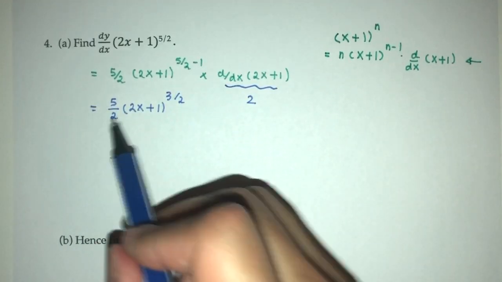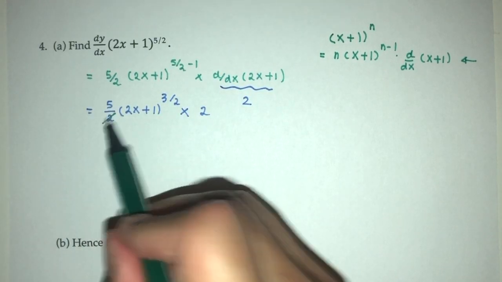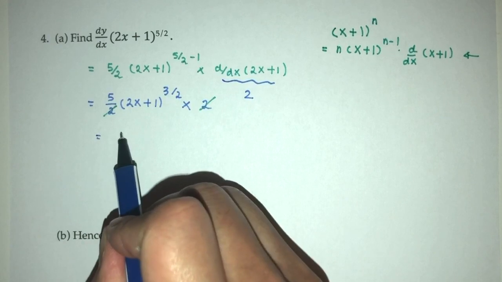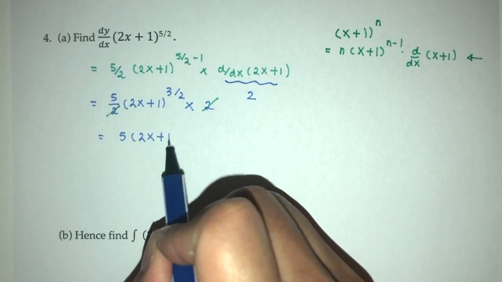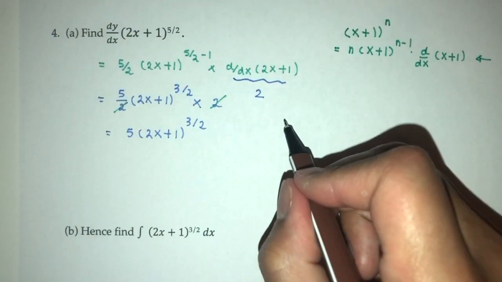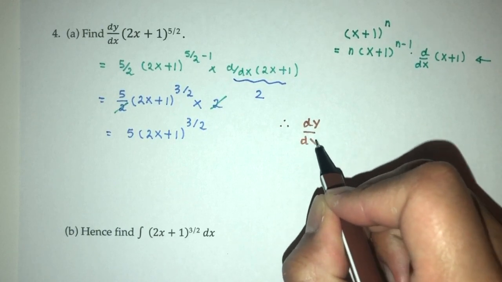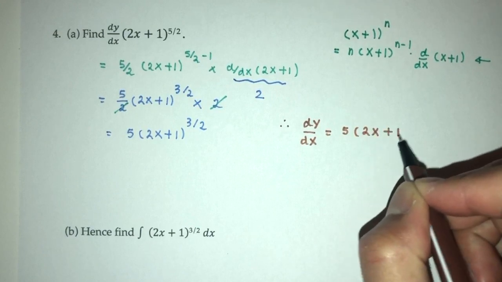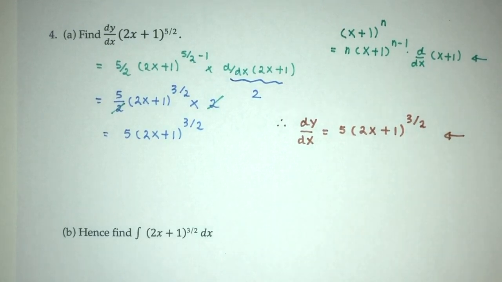Now simplify. So of course here we have 2, right? 2 from here. Now these 2 will cancel out, and you will end up with this value, which is (2x plus 1) to the power 3 over 2. So by conclusion, we have dy by dx equal to 5(2x plus 1) to the power 3 over 2 for your answer. That is for part A.